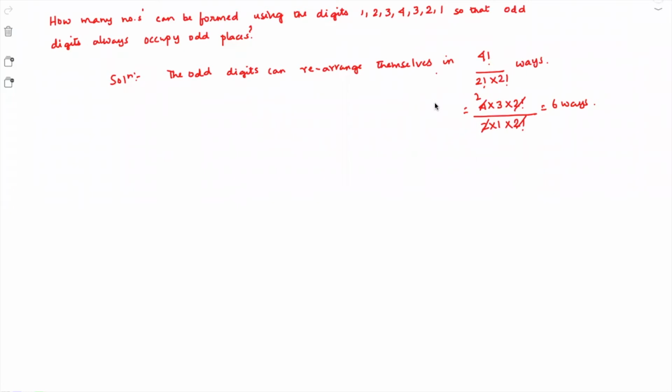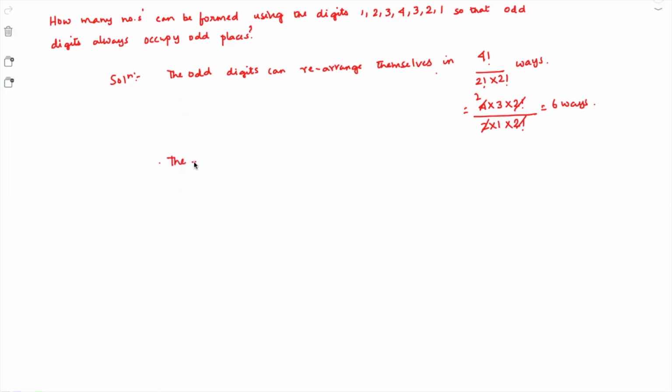So there are 6 ways in which the odd numbers can rearrange themselves. Then, except for those odd numbers, there are 3 even numbers. When you form the number, not only the odd numbers, but also the even numbers will have to be placed.